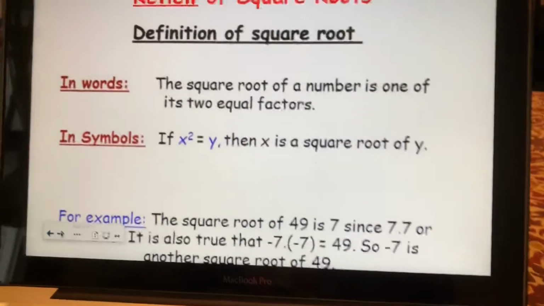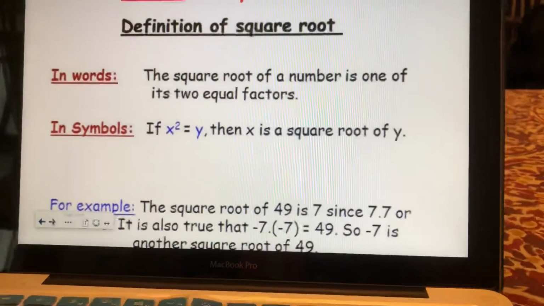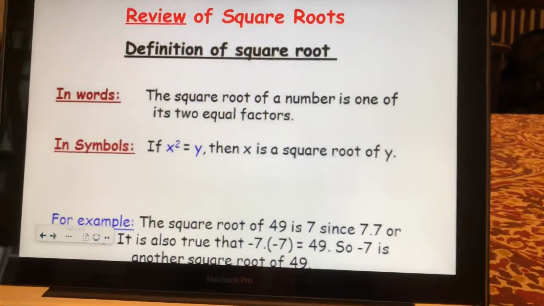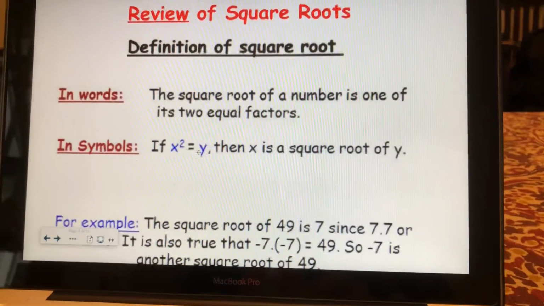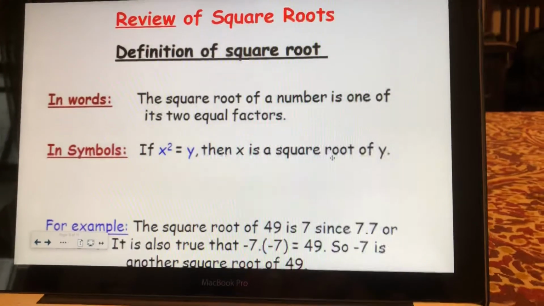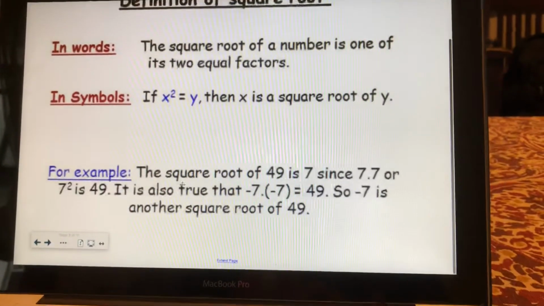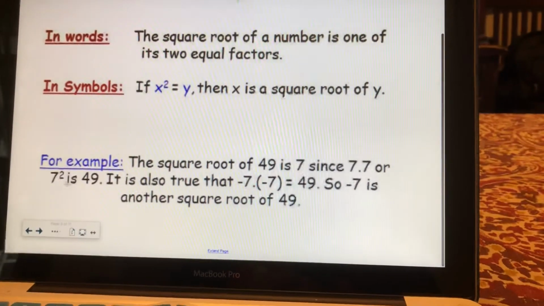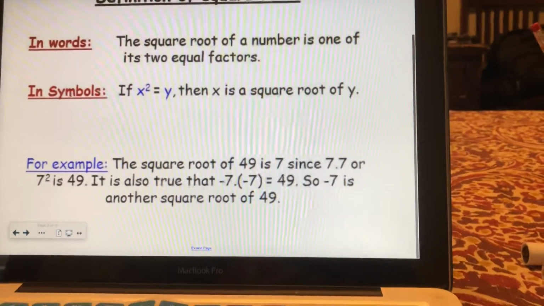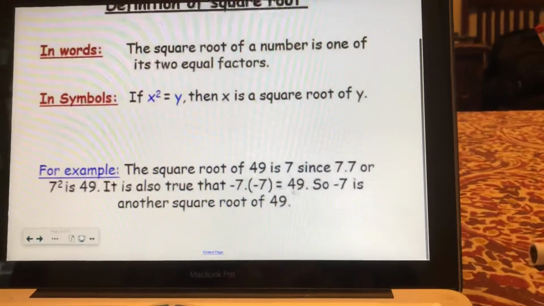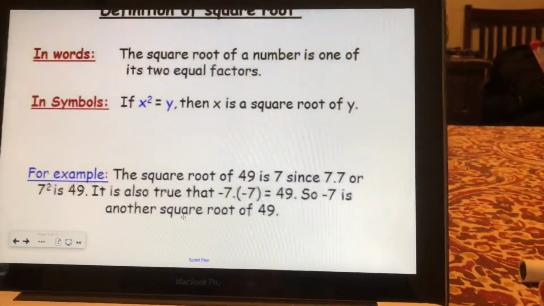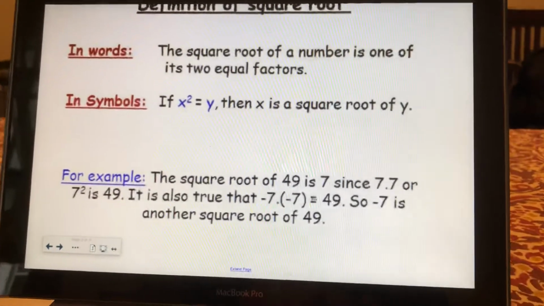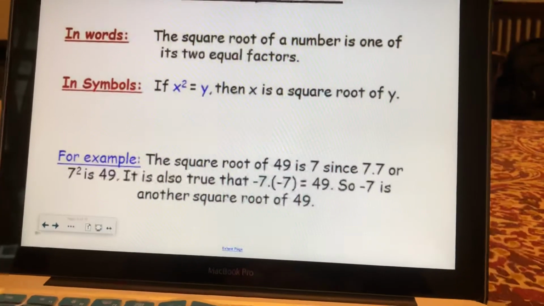The definition of a square root, to remind you, is that a square root of a number is one of its two equal factors. So if x squared equals y, then x is a square root of y. For example, the square root of 49 is 7, since 7 times 7, or 7 squared, is 49. It is also true that negative 7 times negative 7 equals 49, so negative 7 is another square root of 49. We're not going to be working with negatives because triangles do not have negative side lengths.